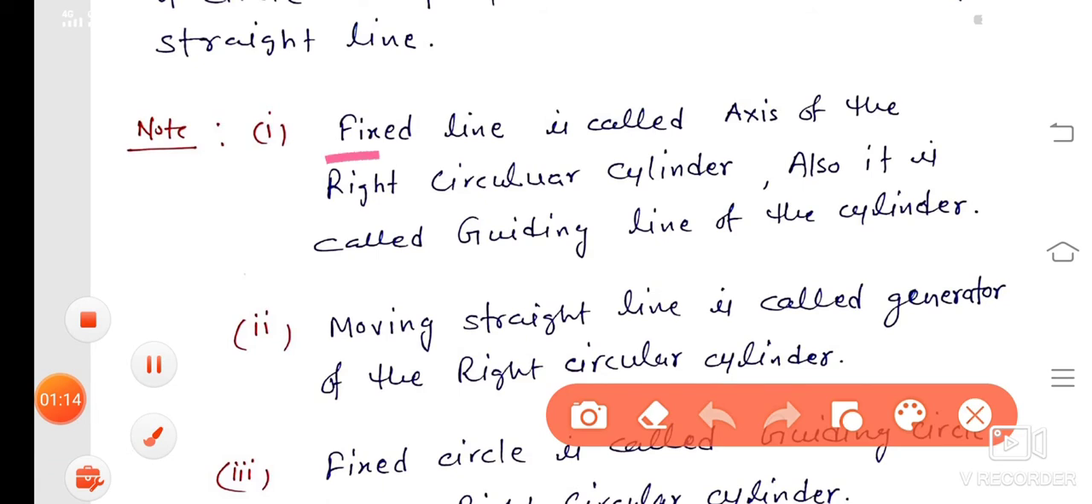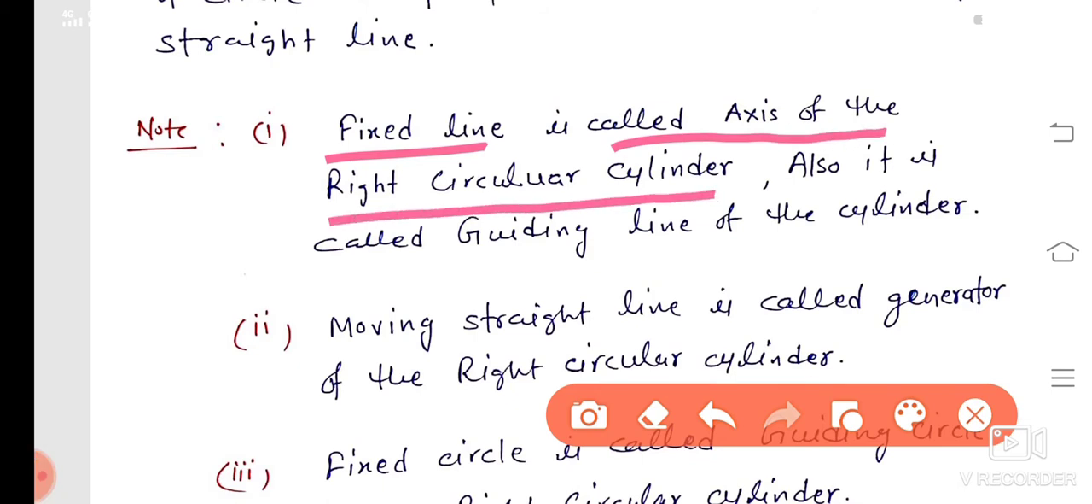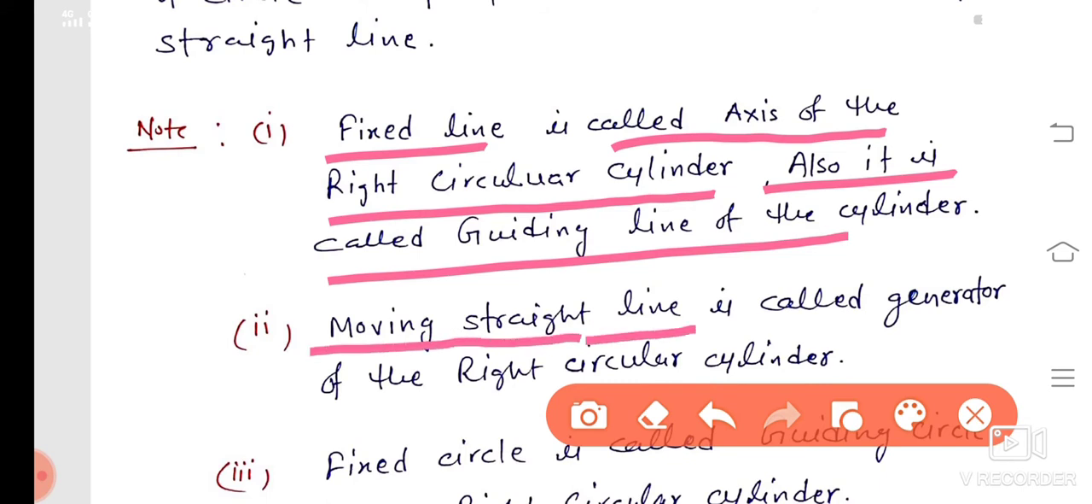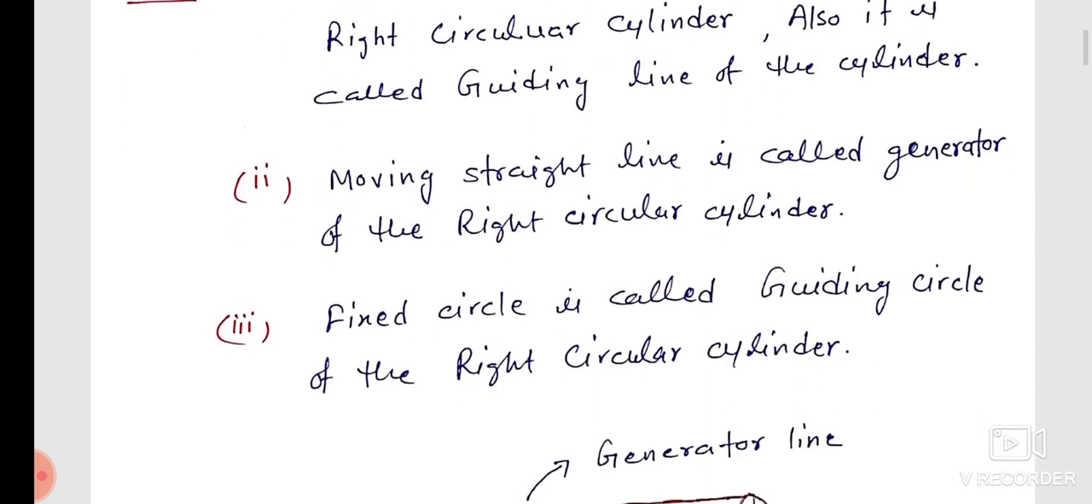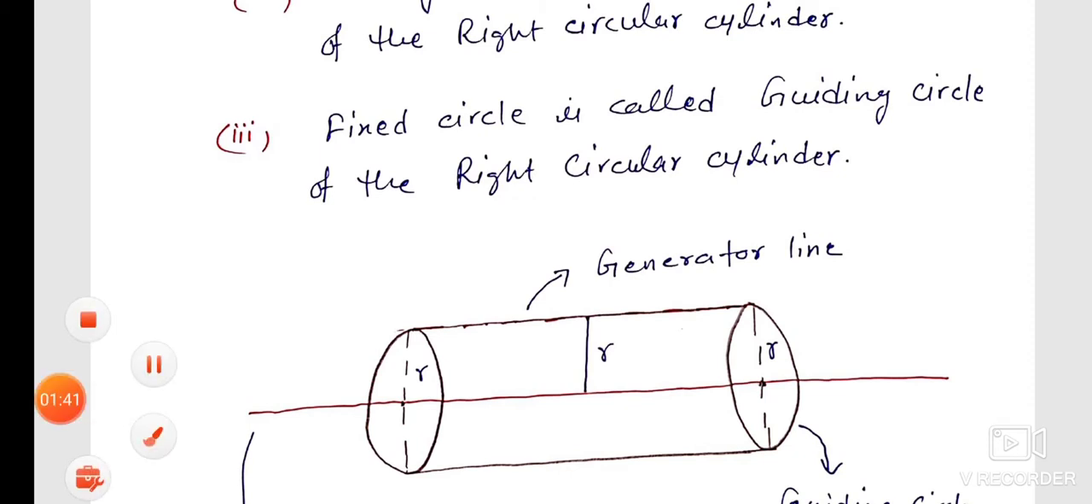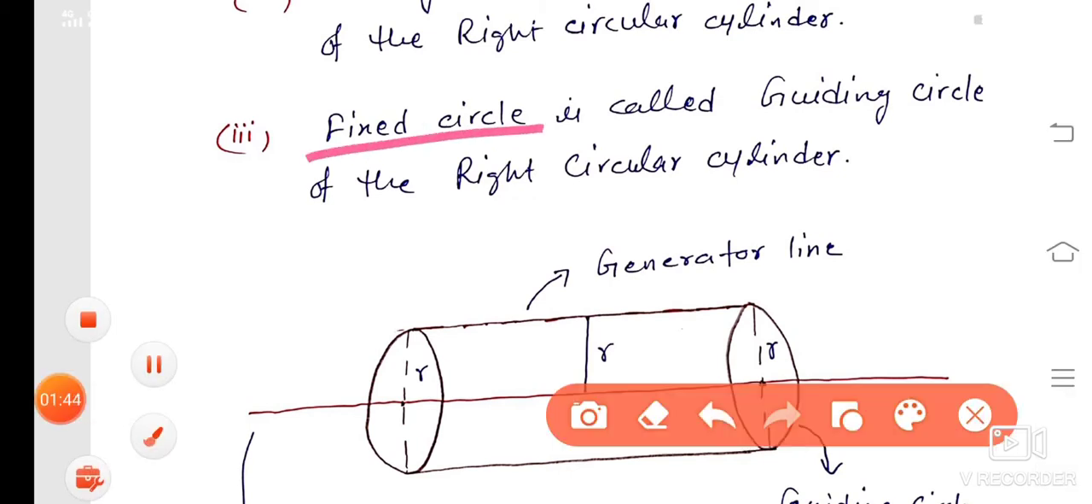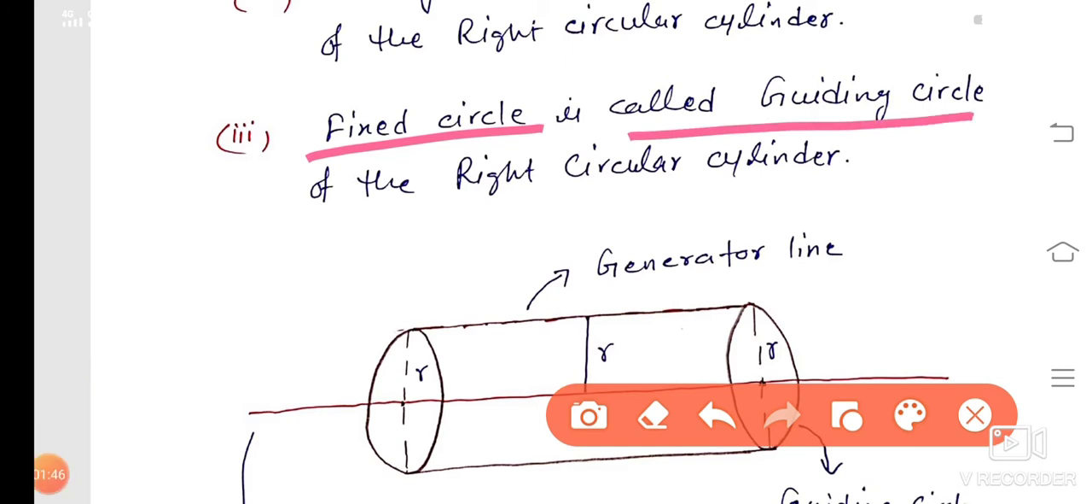First, the word fixed line. It is called the axis of the right circular cylinder. Also it is called the guiding line of the cylinder. Another word used is moving straight line. It is called the generator of the right circular cylinder, a generating line of the right circular cylinder. And the third point is the fixed circle. In this case, the guiding curve is a fixed circle that is known as the guiding circle of the right circular cylinder.